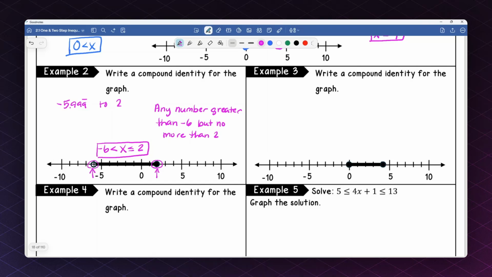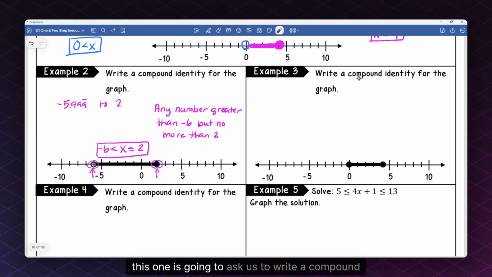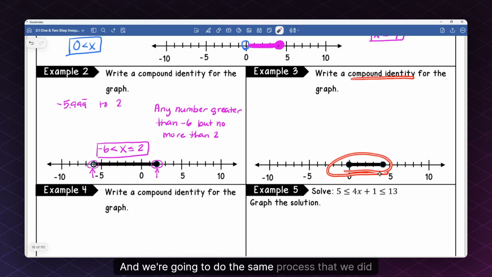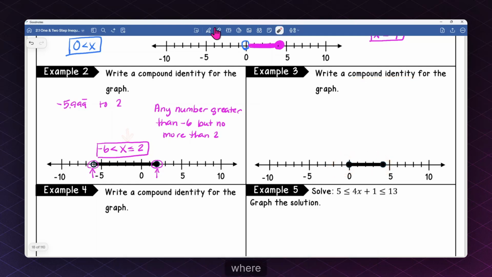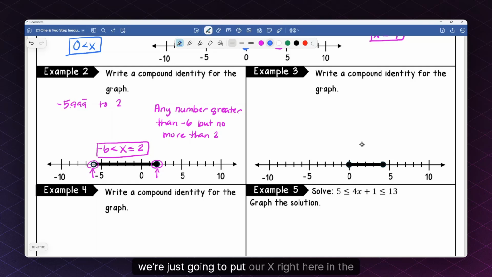Okay, this one is going to ask us to write a compound inequality for this guy here. And we're going to do the same process that we did over here, where we're just going to put our x right here in the middle, because it's shaded in the middle. So I'm just putting my x right there in the middle. I am going to write down the number that this guy is and the number that this guy is.